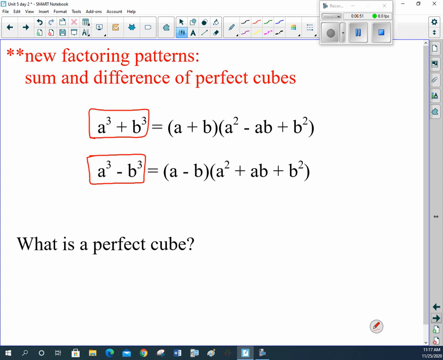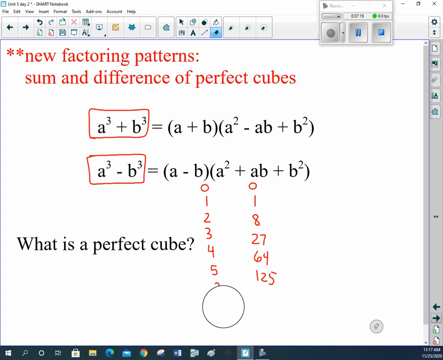So quick refresher, what are perfect cube numbers? Well, if you want to figure out what they are, you just start taking your counting numbers. Well, you can start with 0, but it's not going to do anything. Take your counting numbers and raise them to the third power. 0 to the third power is still 0. 1 to the third power is 1. 2 to the third is 8. 3 to the third is 27. 4 to the third is 64. 5 to the third is 125.